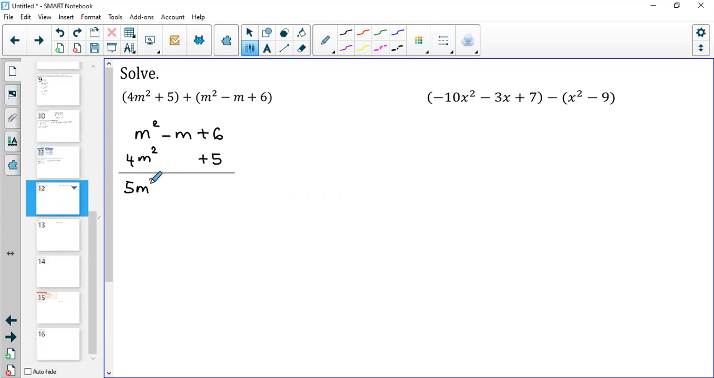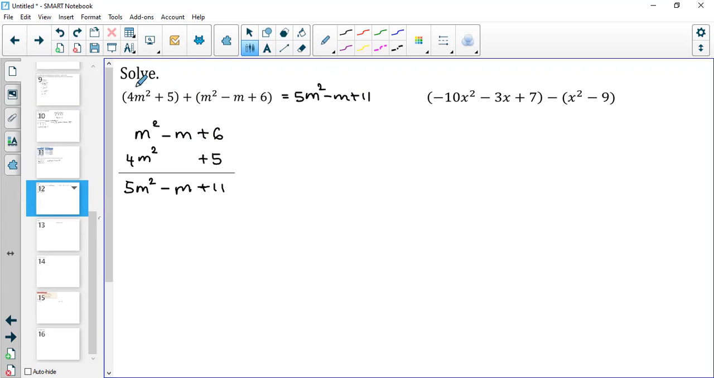5n squared. Why is it 5n squared? Because we do not add the exponents when we are adding or subtracting polynomials. We do not touch the exponents. Then the next one is minus n, because there is nothing under it, so it's considered as a 0. Then 6 plus 5 is going to give us 11. So the answer for this polynomial is going to be 5n squared minus n plus 11.